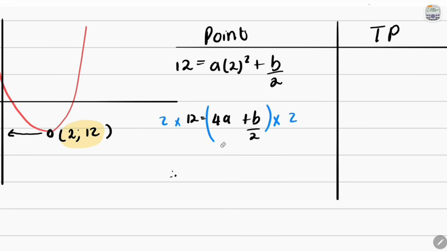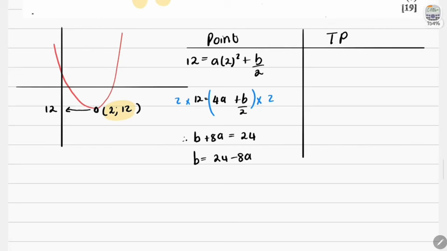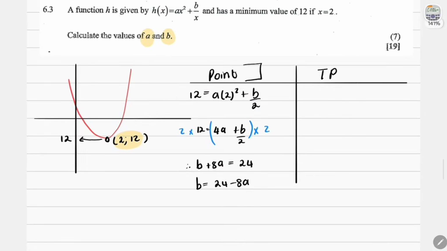And so now we have, I'll just rewrite it on this side. You have b, because it cancels with the 2. 2 times 4a becomes positive 8a, and 12 times 2 is equal to 24. And then transpose the 8a. So b equals 24 minus 8a. And we have one equation now. Now, we've used it in the first way as a point, as a regular point.